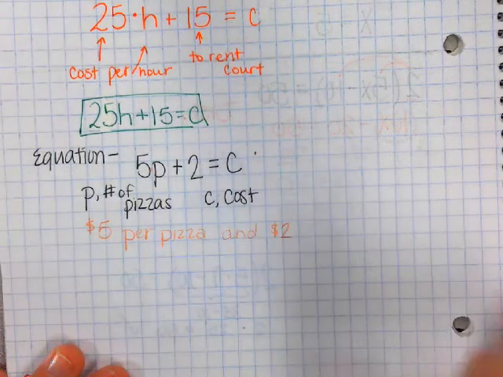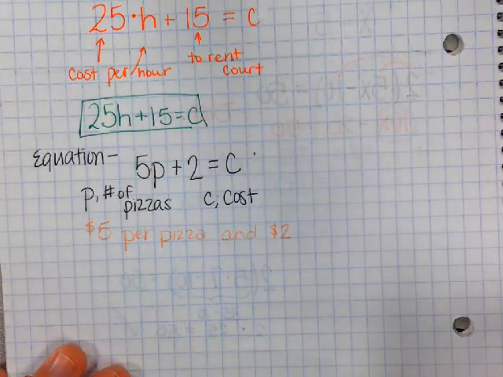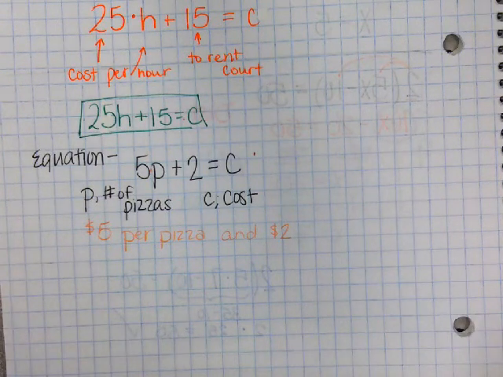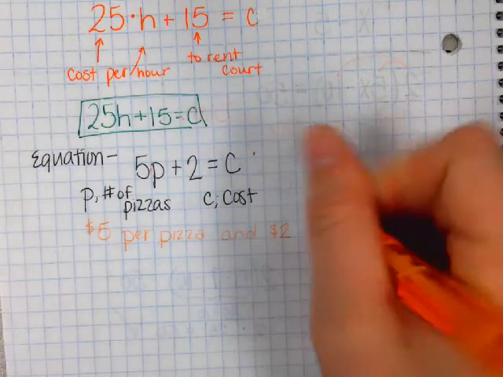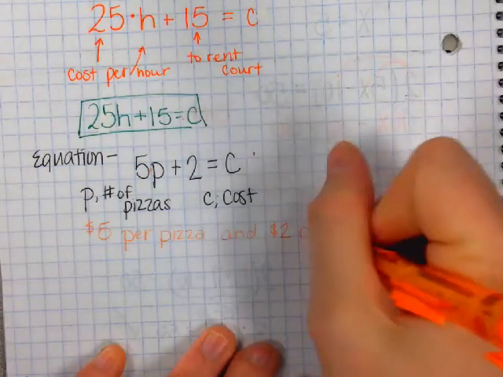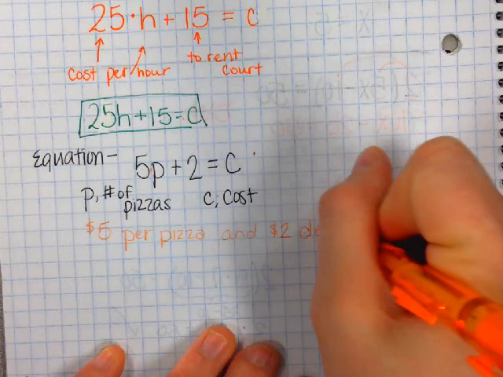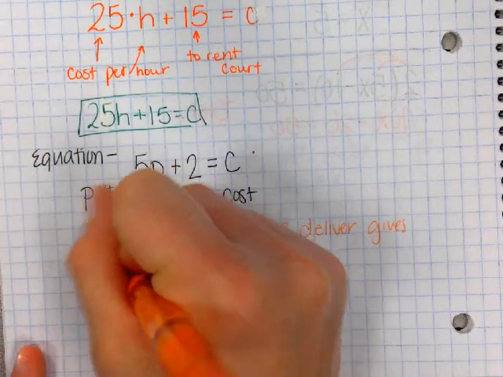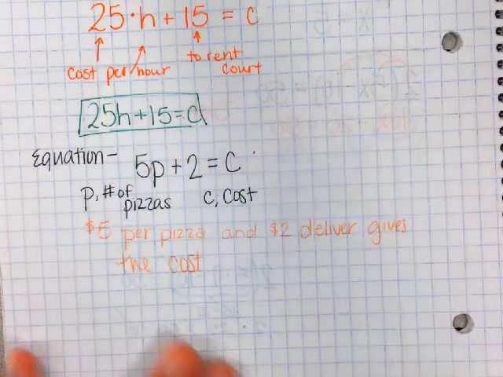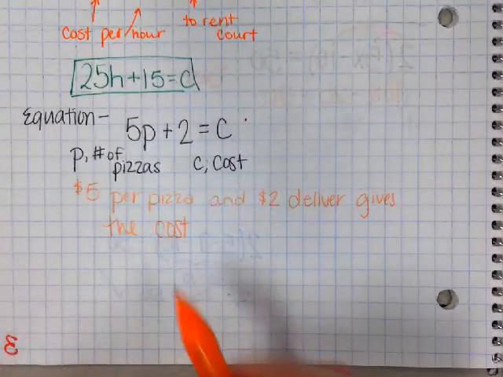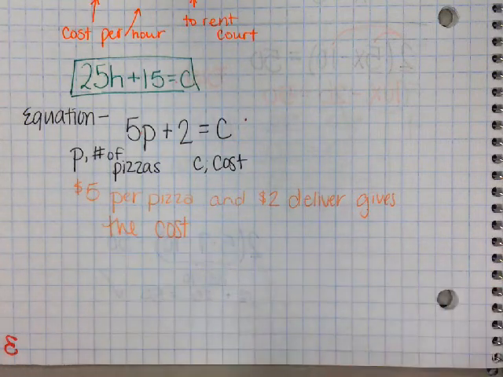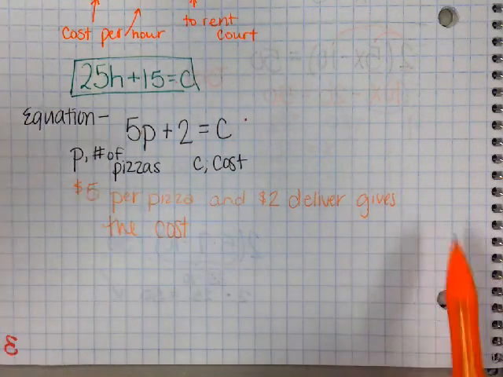$5 per pizza and $2. You could say $2 for tax, or you could say $2 delivery fee. Let's just call it delivery fee. So $2 to deliver gives the cost. So it's $5 per pizza and $2 to deliver gives you the total cost.